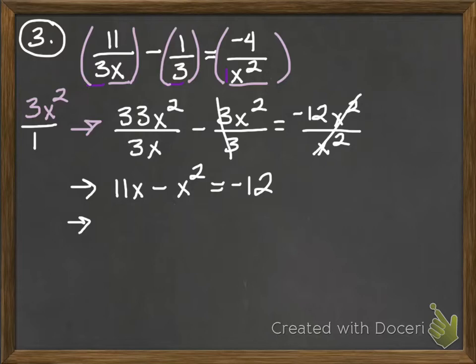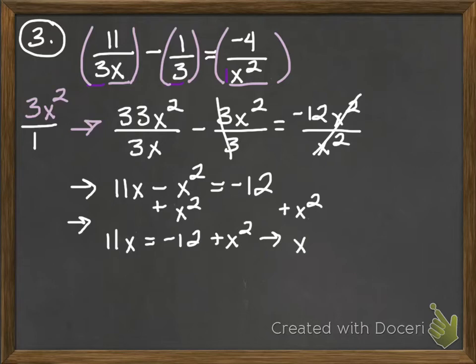So if I do that, that's going to give me 11x equals negative 12 plus x squared. So now I'm just going to rearrange this to be x squared, okay, and I'm going to subtract the 11x here, so minus 11x, and then minus 12, and this is all equal to 0.